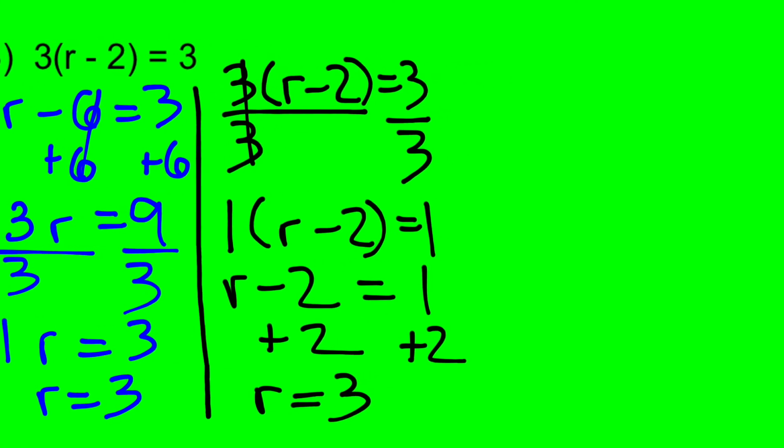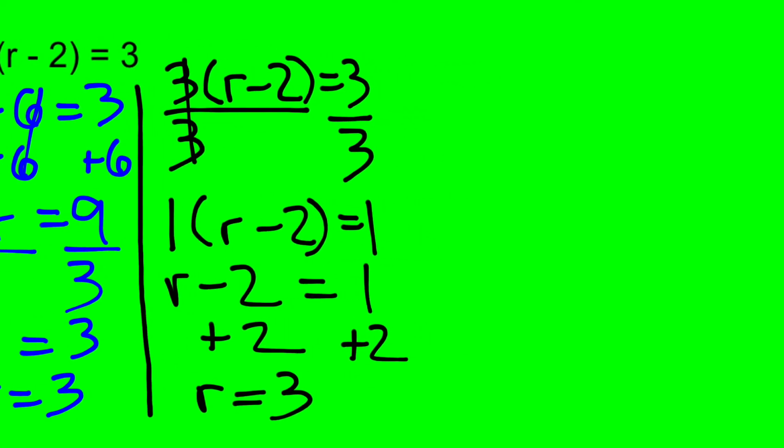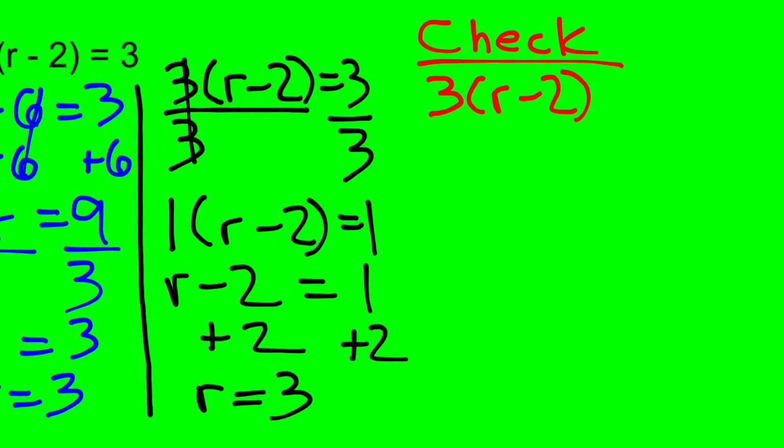Now, I didn't do this in the previous one, but I'd like to show you the check that would go along with this. So, here is the check. Color coordinating everything. Typically, I always tell you not to write in red, but I'm just trying to do everything that's different in a different color. So to do the check, you write down the original equation. We've done this a million times before. 3 groups of r minus 2 equals 3. And you're going to replace the r with your answer. Well, our r was 3. 3 times 3 minus 2 equals 3.